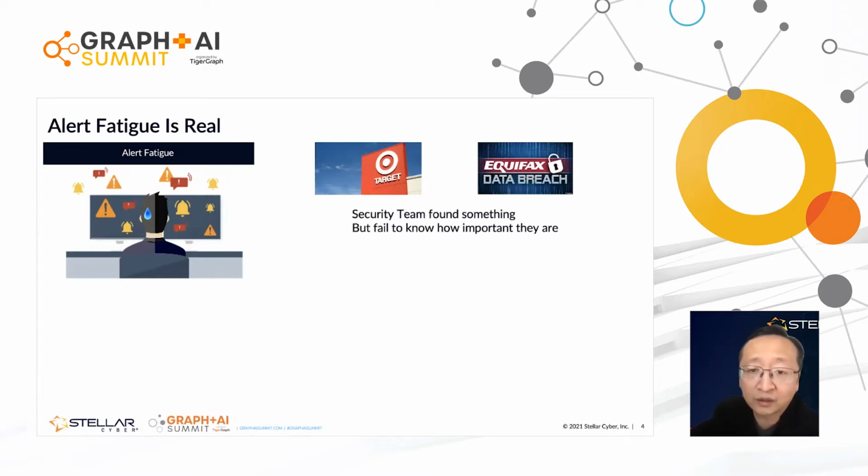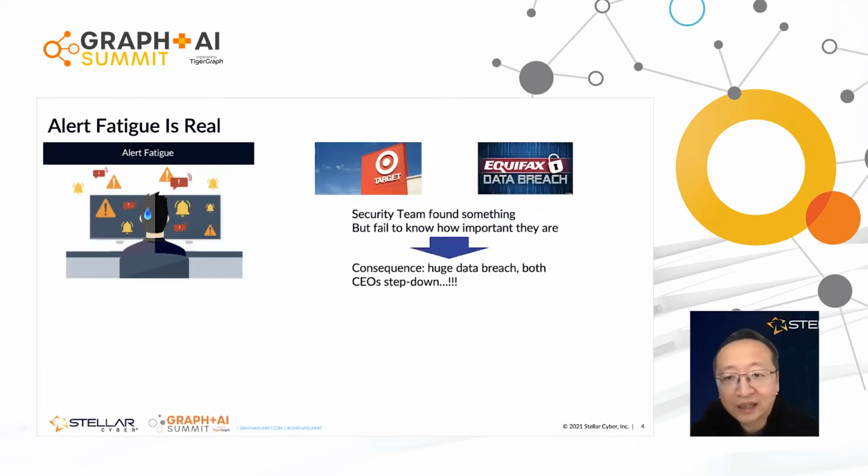In both cases, if you carefully follow the news, the security team there actually knew something. But what they didn't know was how important the thing they found was, because for a big company, there's some security attack happening every day. What they didn't know is that on that day, the thing would cause huge data breaches, and even the CEO stepped down because of that.